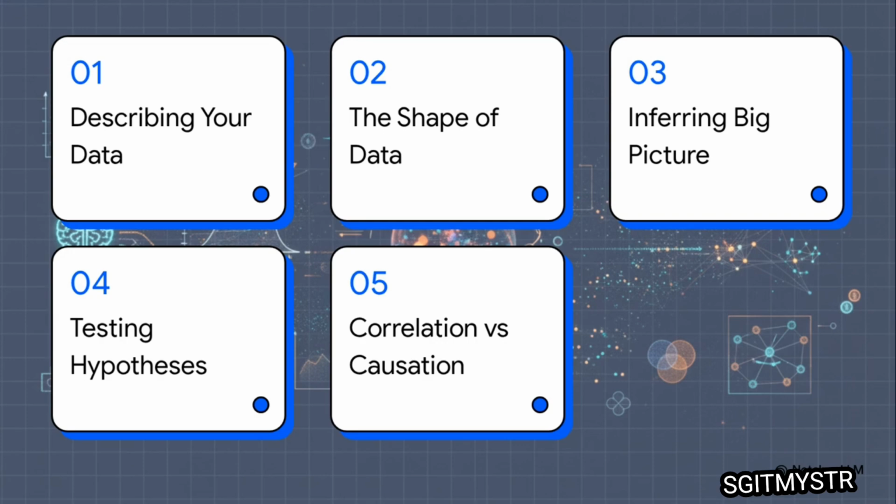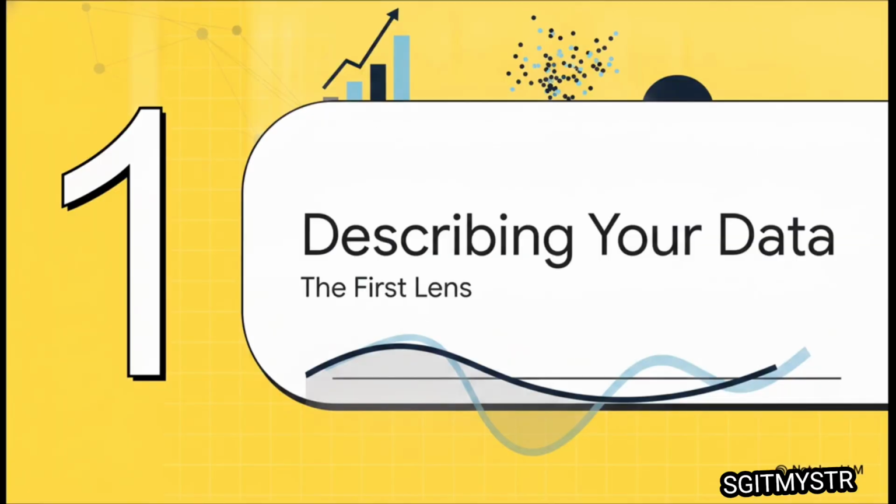1. Describing your data. 2. The shape of data. 3. Inferring the big picture. 4. Testing your hypotheses. And 5. Correlation versus causation. Okay, Section 1, Describing your data, the first lens. Let's get right into it.